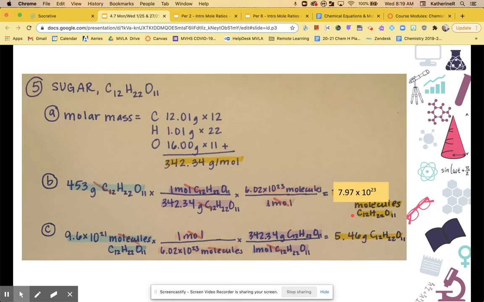And here's our last one for sugar. Looking at molecules, sugar is a covalent compound, which is why we're looking at molecules and not formula units, but the process is very similar.